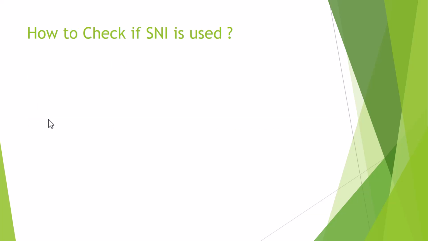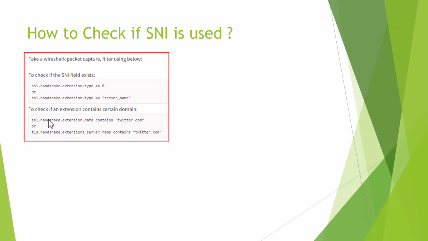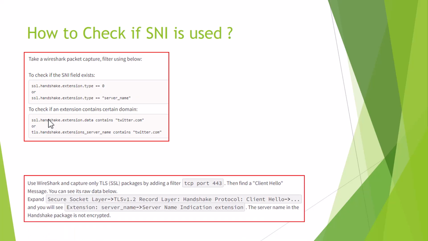How to check if SNI is used? Now this is very important. This is asked in many interviews. How would you identify or how would you know if SNI is being used or not? Simple. You go to the Wireshark packet capture and use the filter ssl.handshake.extension.type equals 0, or equals server name. This is if the SNI field exists. You would come to know about it. You would see the entries in the packet capture. Now, if you want to check it for a certain domain, let's say twitter.com, then you use ssl.handshake.extension.data contains twitter.com, or tls.handshake.extensions_server_name contains twitter.com. That's very simple. You can proceed with that.